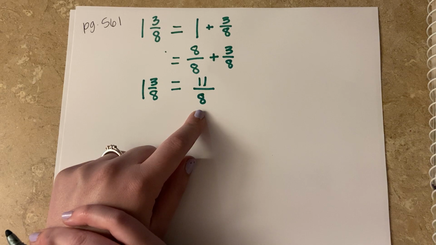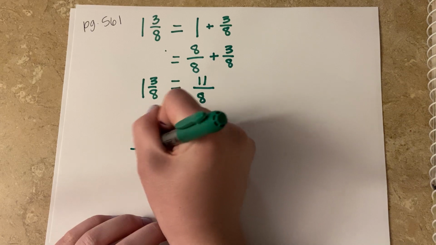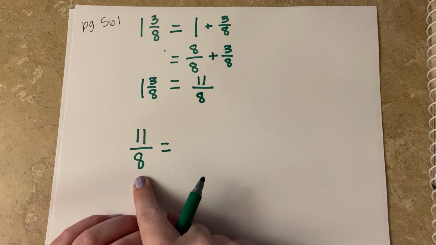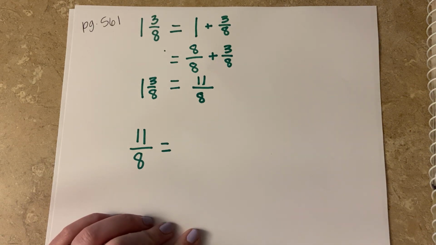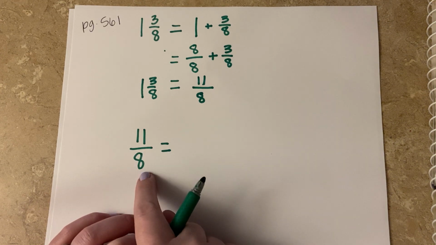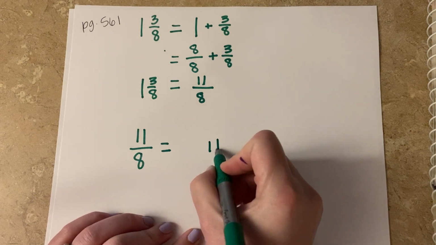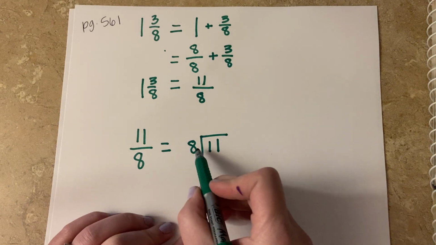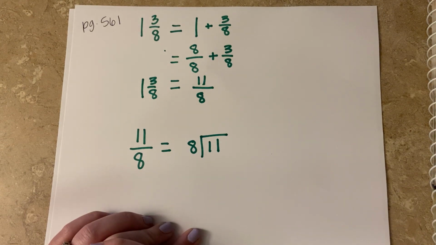Okay, so now we're going to go backwards. And what if we started with our improper fraction, 11/8? How can I change this into a mixed number? Well, I don't know if you remember, but fractions are also division problems. So that means that 11/8 really is 11 divided by 8. Okay, so I'm going to solve this equation. I'm going to say, how many times can 8 go into 11 without going over?